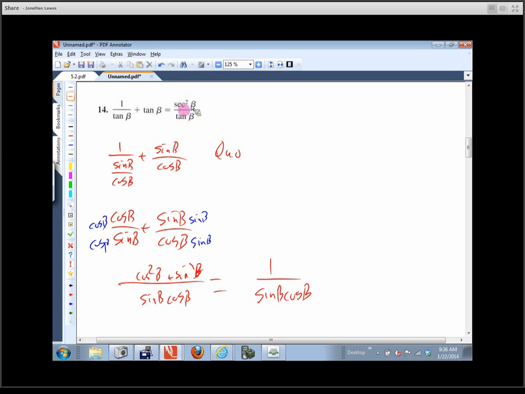I need a secant squared here. Is there an identity that has a secant squared and a 1 in it? It's the one we just had on the board. Tangent squared x plus 1 equals secant squared x, right? So if I were to move this to the other side, that would give me 1 equals secant squared x minus tangent squared x. Everybody okay with that?